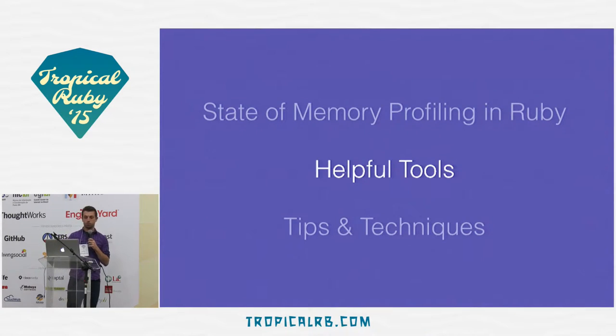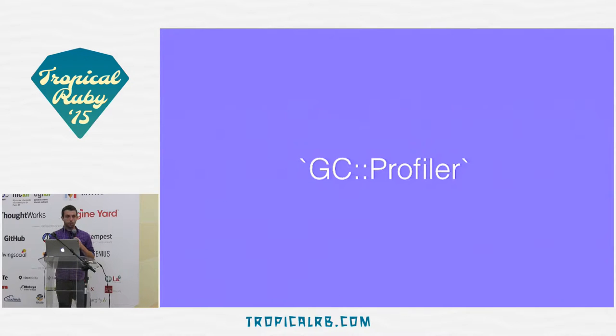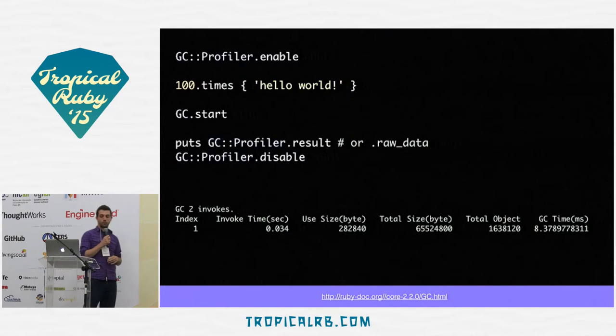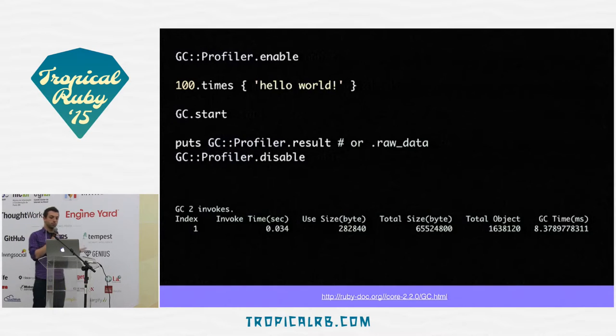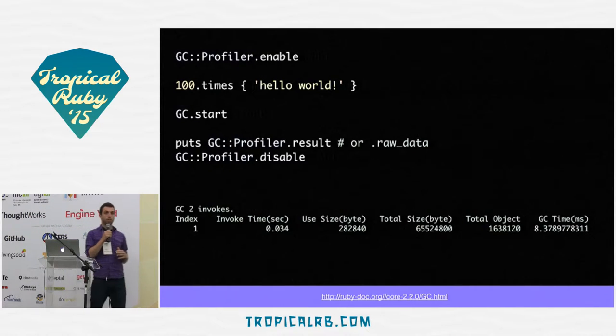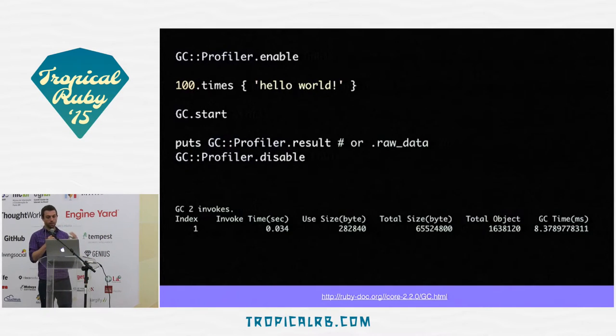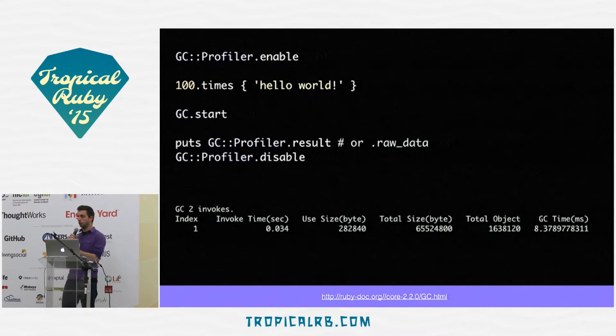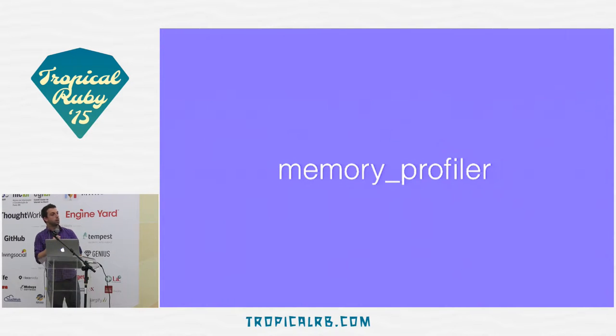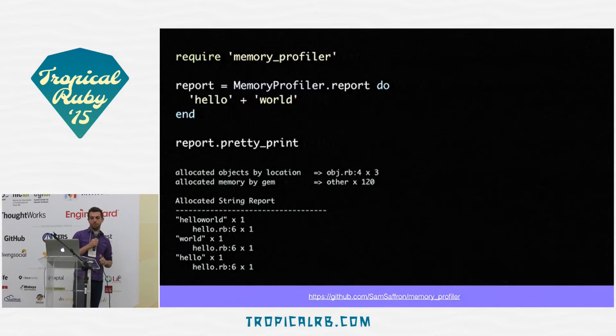Now we're going to talk about some helpful tools. The first one is actually built into Ruby. It's called GC Profiler. You can turn it on, and then you can run GC. When you call the result of GC Profiler, you'll get information about what was garbage collected inside of that cycle and how long it took. You can either look at the report they generate for you, or you can use raw data to pull out individual details.